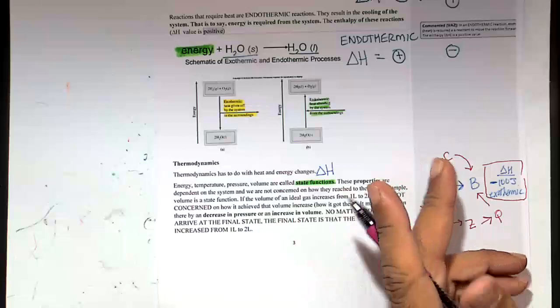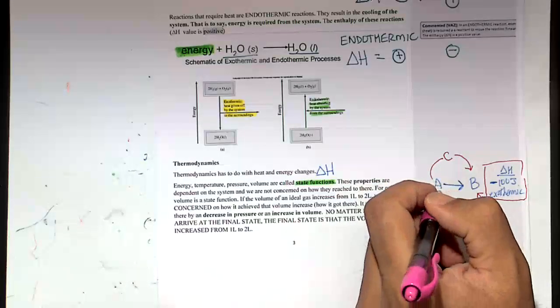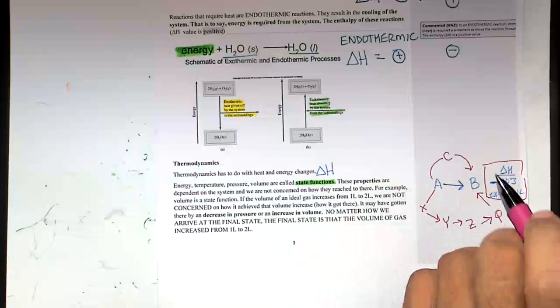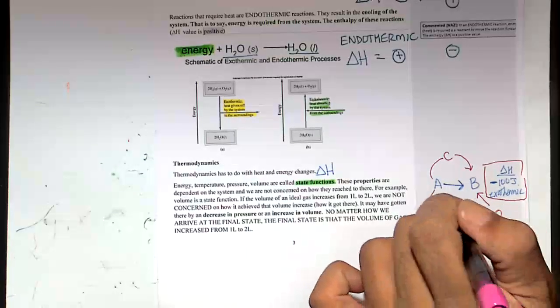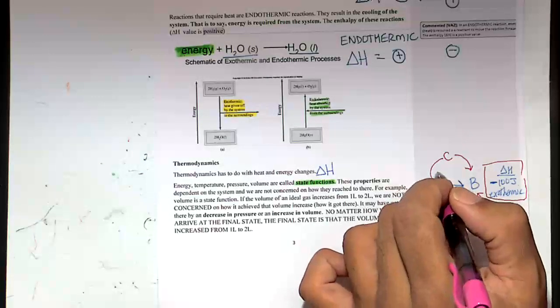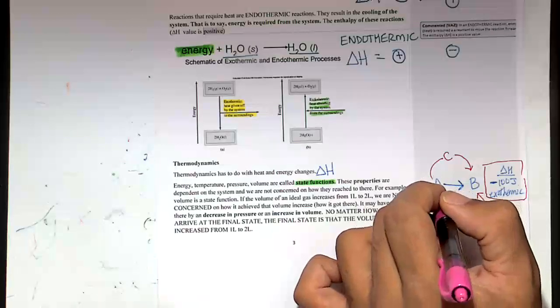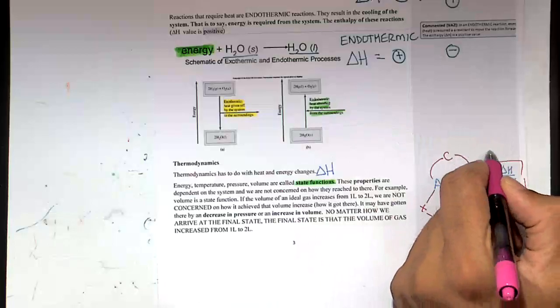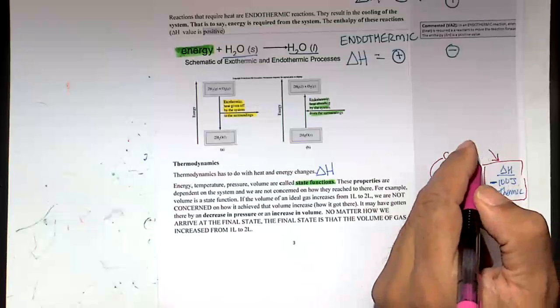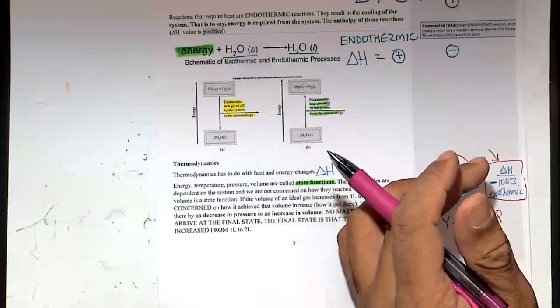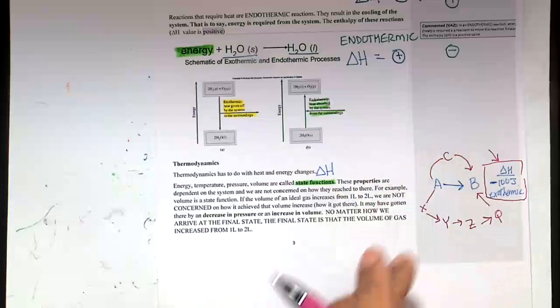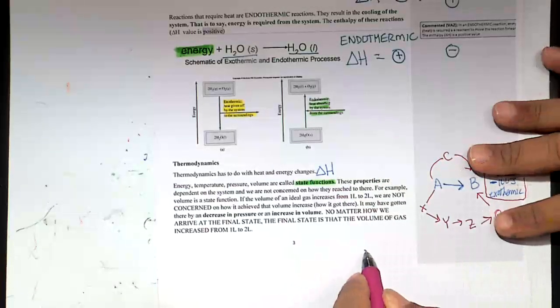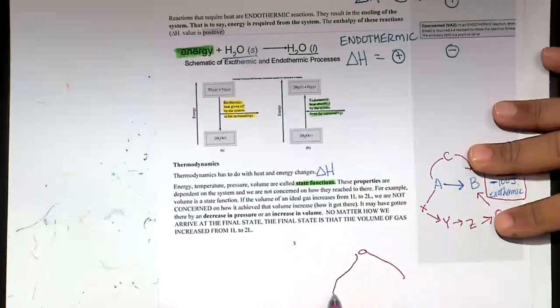So basically, it doesn't matter the mechanism by which the reactant goes to product. It does not matter the mechanism by which A goes to B. Whether it's 100 steps or one shot, single step, it doesn't matter. This delta H, the enthalpy, will always be minus 100 joules. Kind of like if you're scaling a mountain.